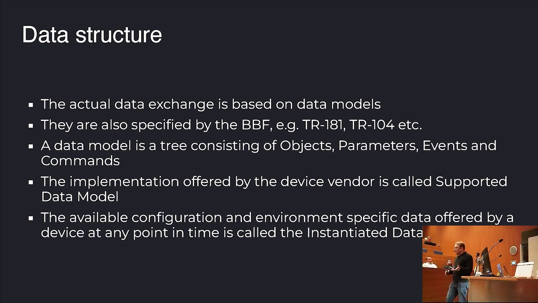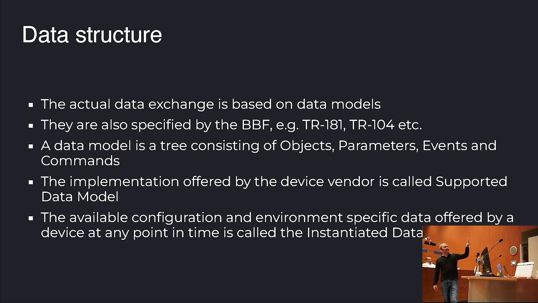So what does such a data model look like? We basically have a tree structure, and the tree structure consists of objects and parameters. In USP, there are actually two new entities. If you already know data models from the TR-069 world, in USP you also have what's called an event. That's information that you can subscribe to, and it will be sent to you once you have the subscription enabled and the event is triggered. And there are also so-called commands. Commands are things that you can execute, so you can call them on the device. And again, you need to have a subscription in order to receive the result for that particular thing.